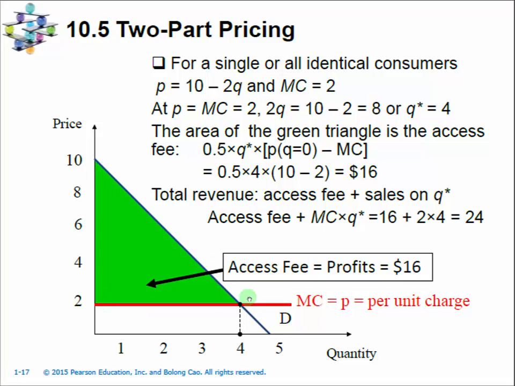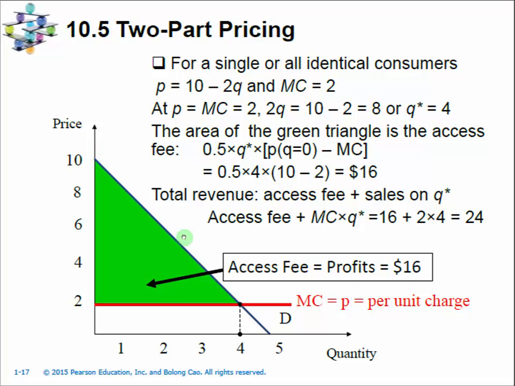Our goal is to calculate the area of this green triangle. So we are going to use the base 4 times the height and divide that by 2. That's the formula for the area of a triangle. The height here is this intercept of the inverse demand function 10 minus the per unit price or the marginal cost 2. So the height is 8. 10 minus 2 equal to 8. 8 times this quantity Q star here 4. 8 times 4 is 32.